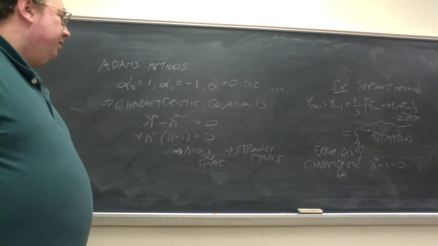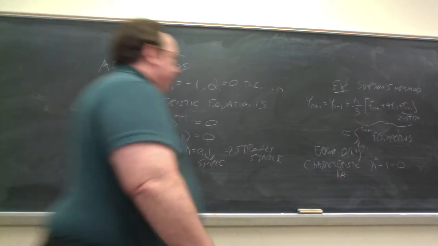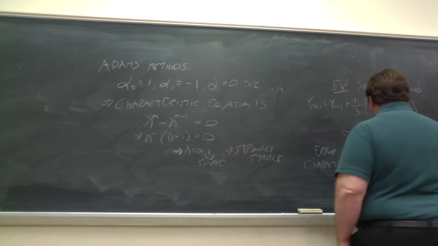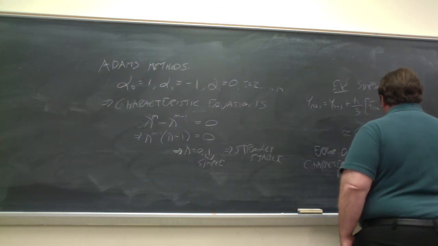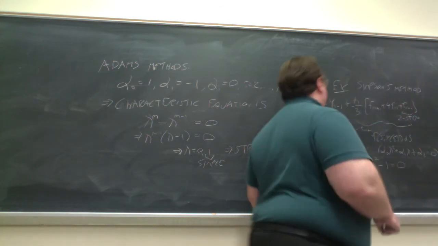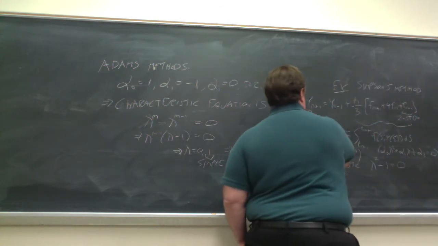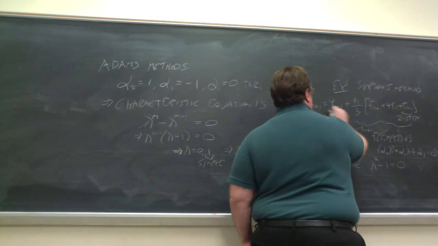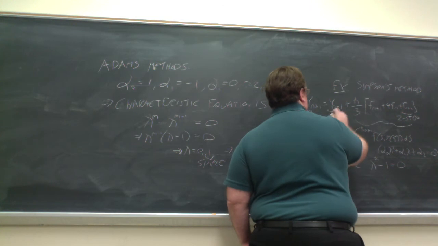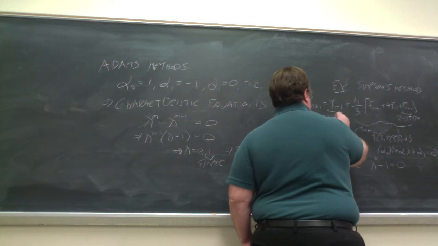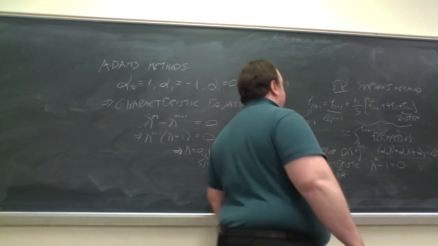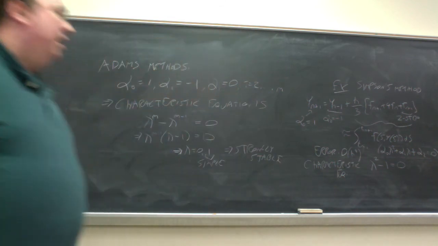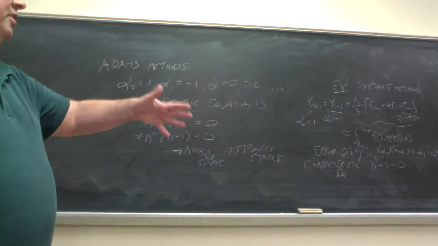Because in general, it's alpha 0 lambda squared plus alpha 1 lambda plus alpha 2 is equal to 0 for a general two-step method. And here we have alpha 0 is equal to 1, the coefficient of yn plus 1. The coefficient of yn minus 1 is alpha 2. That's equal to minus 1, because normally you have all the alphas on the left side.